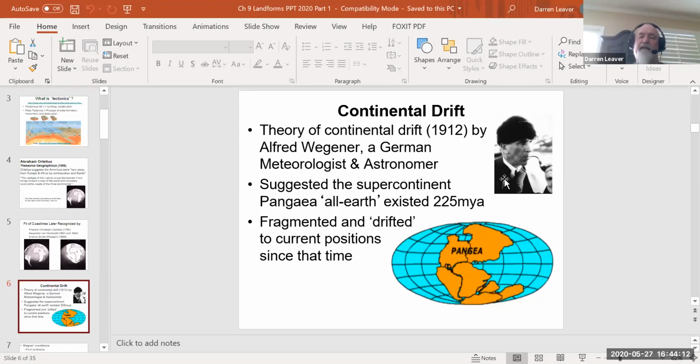So he suggested that the distribution of fossils on the planet, of glacial evidence on the planet, of specific rock types on the planet, paleo or old climate locations, didn't make sense unless some 225 million years ago, all the continents had bunched together like so, what we call a supercontinent, Pangea.